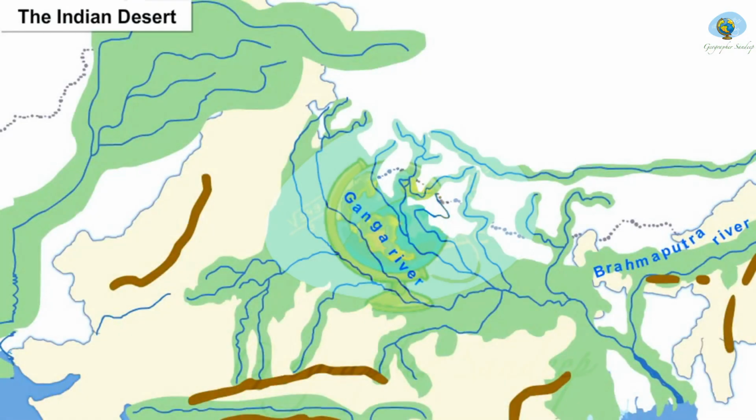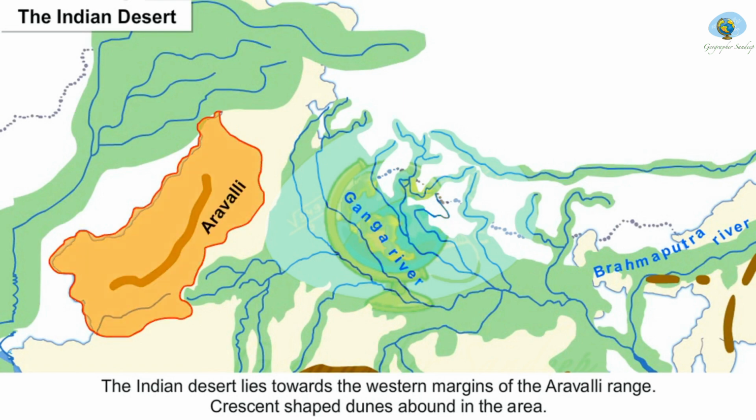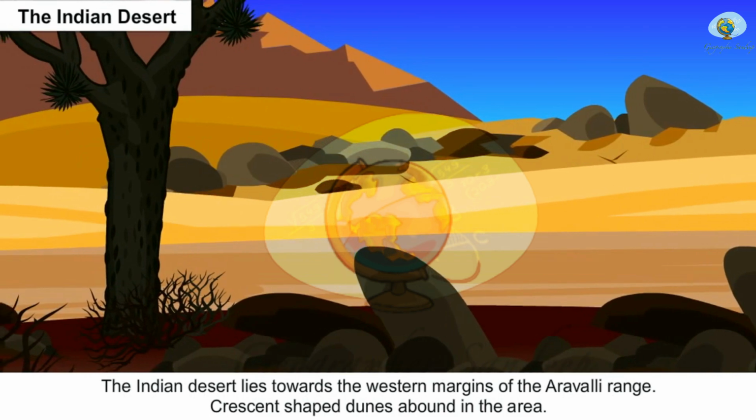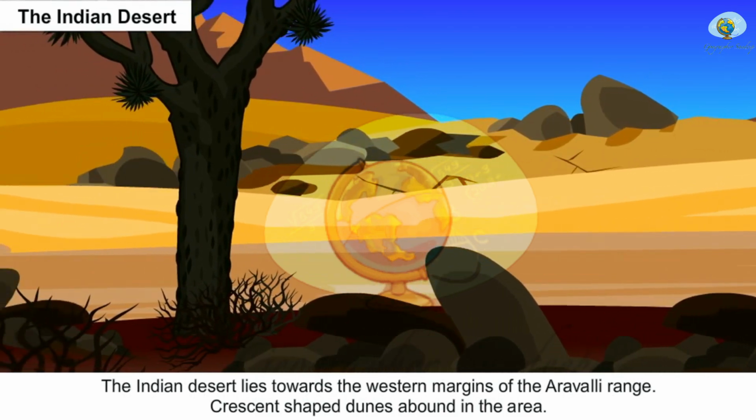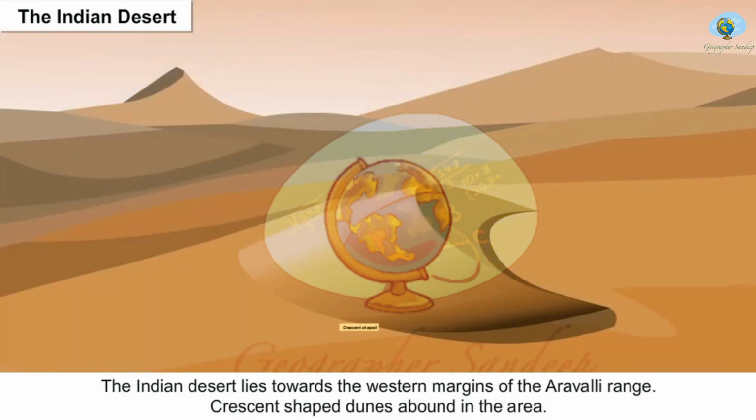The Indian Desert. The Indian Desert lies towards the western margins of the Aravalli Range. It is an arid region receiving even less than 150 millimeters rainfall per year. Luni is the only large river here. Crescent-shaped dunes abound in the area.